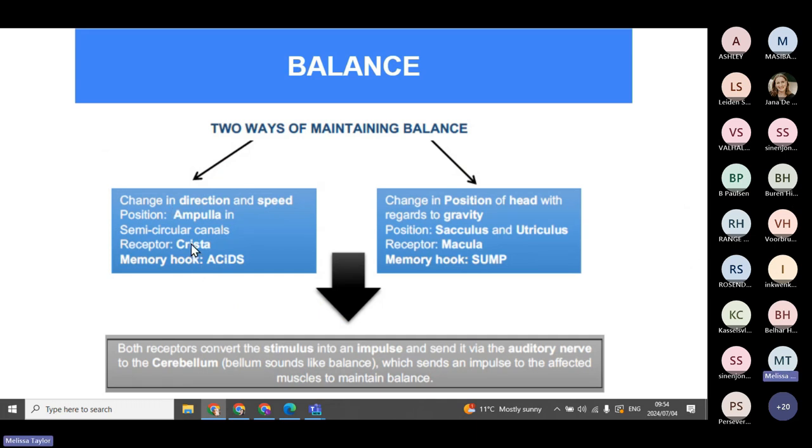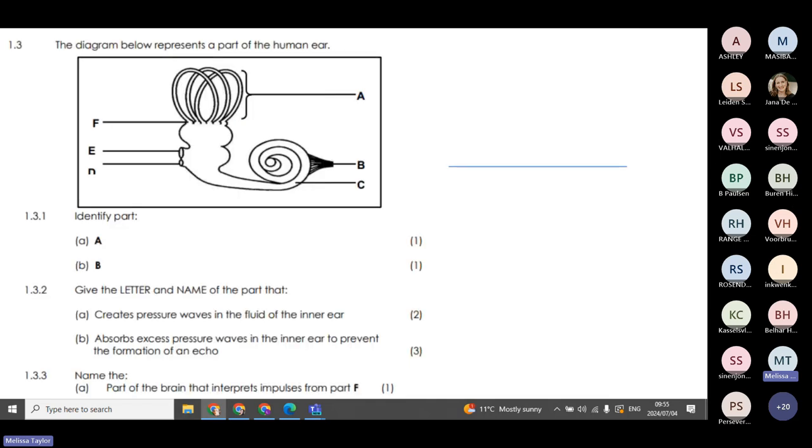This is just a nice little way of remembering which one does which. So the crista is for the direction and speed of the head, and the macula is for the position of the head with regards to gravity. The slideshows will be sent to you, so you'll get that little summary if you don't have it. We've got 5 minutes left, and in those 5 minutes, I would like you to take 3 minutes to answer these few questions, and then we will go through them.